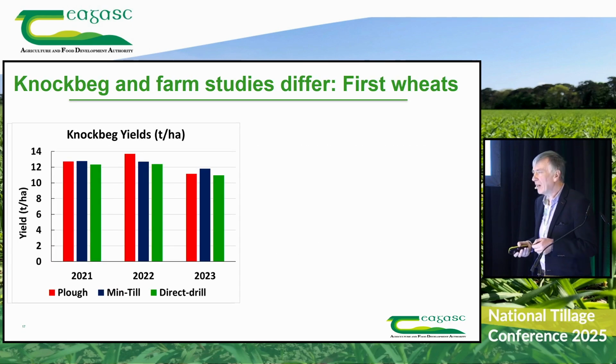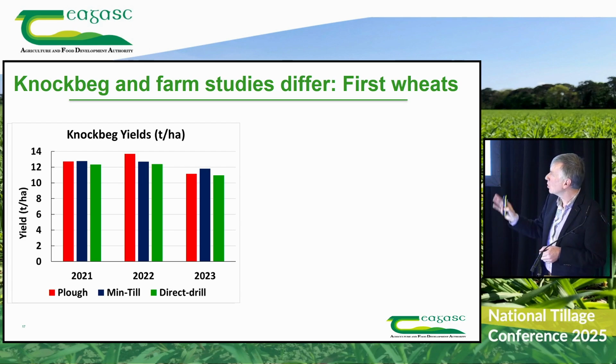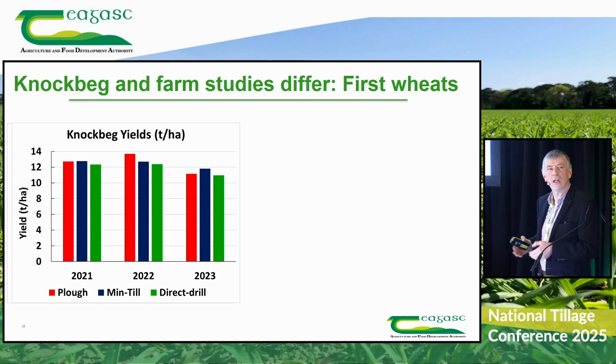Just to go to some of Jack's work, and you might have seen some of this before, and Jack will present it again in various stages, but in Knockbeg, he's been looking at plough, min-till, and at this stage we had changed to the direct drilling. And the green bar is the direct drilling bar, and you can see in the 3 years that we looked, and it doesn't include 24, which will be a different story, in the 3 years that we looked, direct drilling held up reasonably well. Slight advantage to ploughing in 2022, otherwise no difference between the systems.